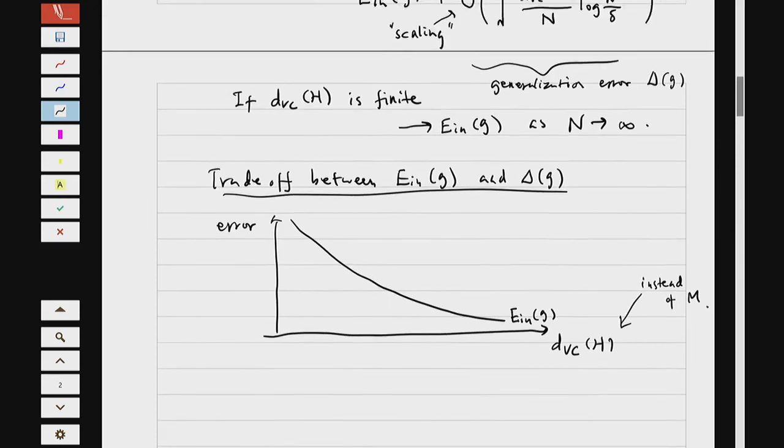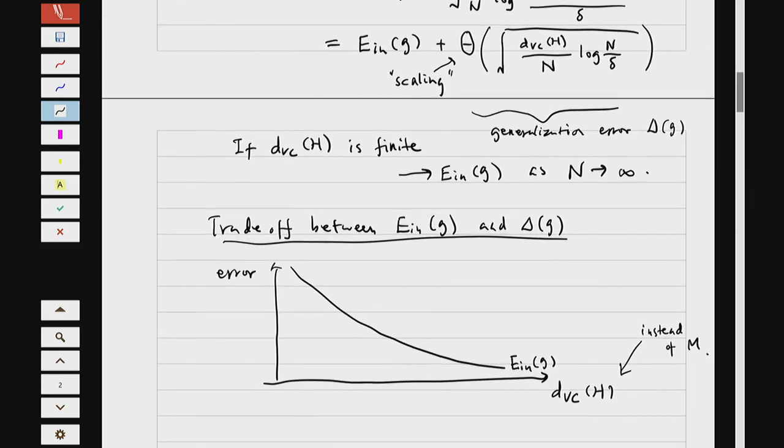The only problem now is that if DVC is large, and you look at the scaling above on top, the DVC is in the numerator. So you have more complexity, then your generalization error goes up. It goes up in square root of DVC, so it looks like this shape. This is your delta G. And therefore, the test error, E out, is going to be something like a sum of those two. That roughly looks like this. E out of G.